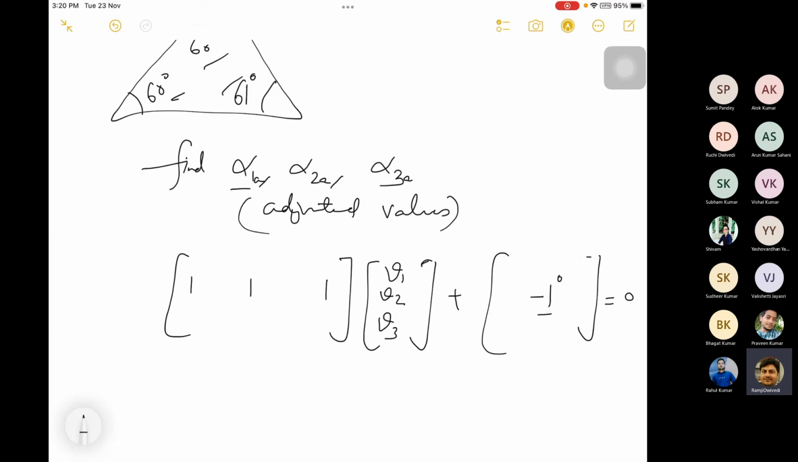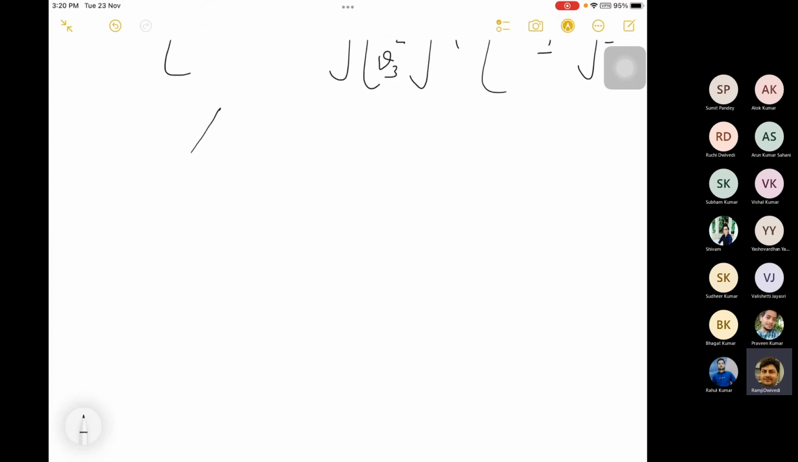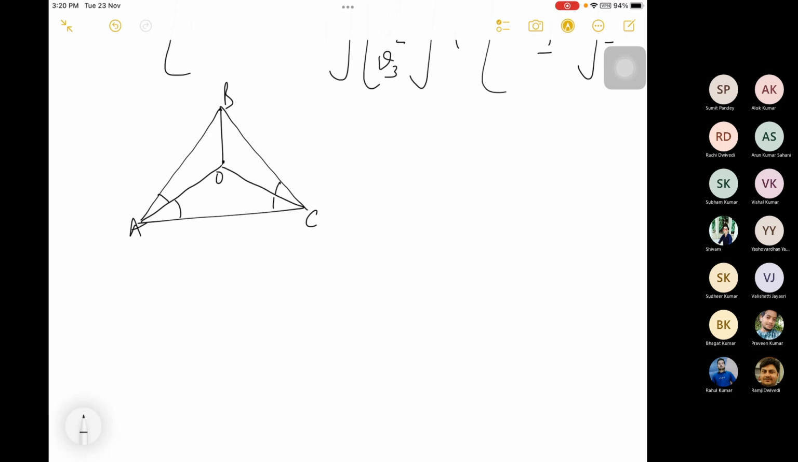So suppose you have one problem that I'm trying to give you. This is the centroid. This is A, B, C, O. And all angles are available: alpha 1, alpha 2, alpha 3, alpha 4, alpha 5, alpha 6, alpha 7, alpha 8, alpha 9. So you have all 9 observations available to you.